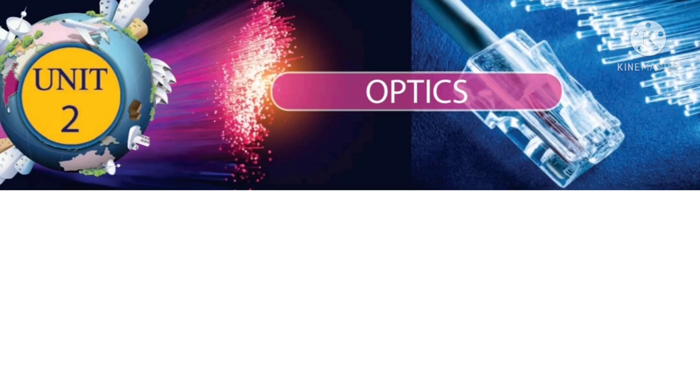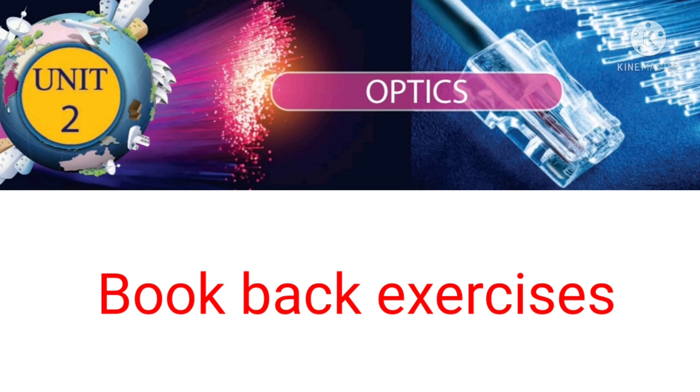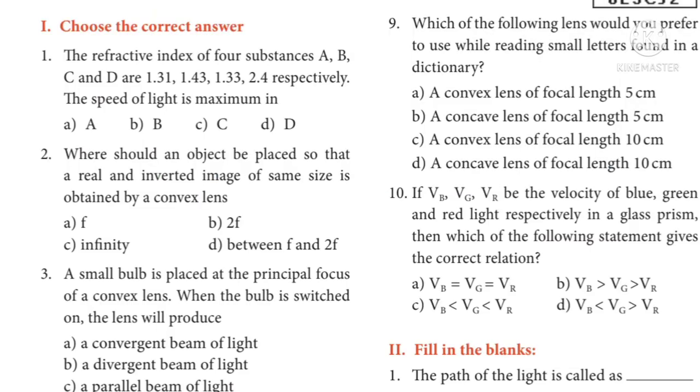In this video, we are going to see the book back exercise of Chapter 2, Optics, Standard 10th. Choose the correct answer. First question: the refractive indices of four substances A, B, C and D are 1.31, 1.43, 1.33, 2.4 respectively. The speed of light is maximum in options A, B, C, D. The correct answer is option A.